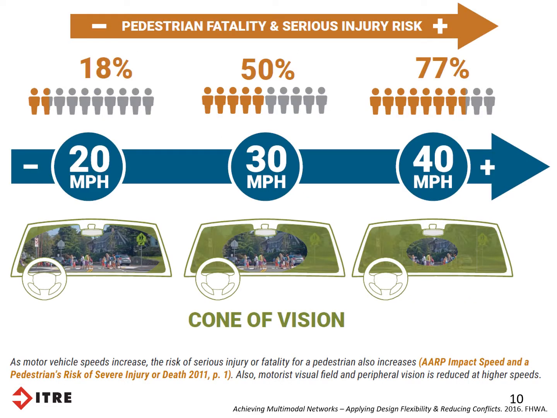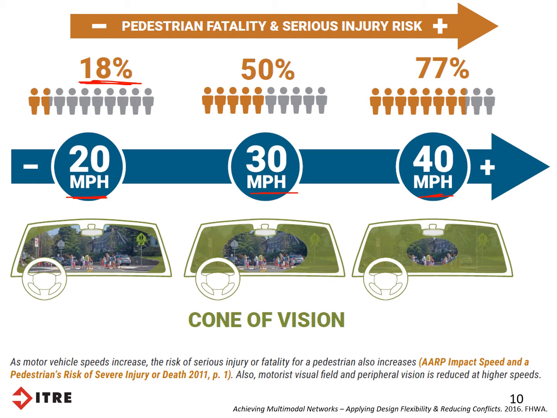Now, moving from people inside the vehicle to people outside the vehicle, specifically looking at pedestrians and their risk of fatalities and serious injury, speed is extremely important. At 20 miles per hour, 18% is our expected percentage of pedestrians that are killed or seriously injured. At 30 miles per hour, that goes to 50%, and at 40 miles per hour, that's at 77%.